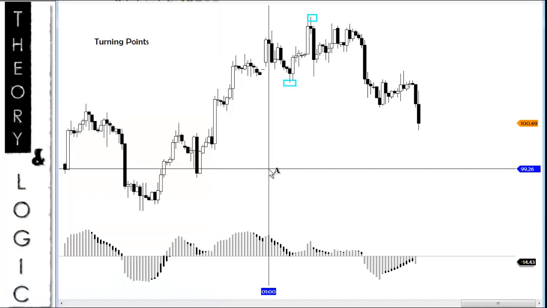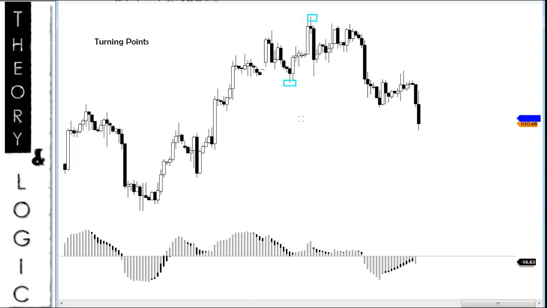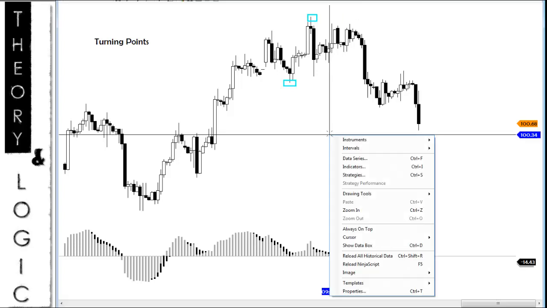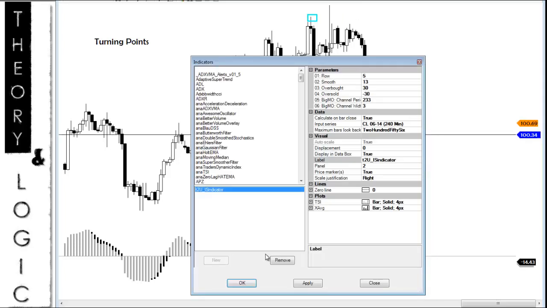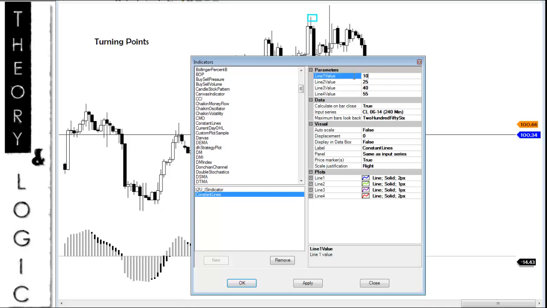I typically look at relative strength. So as I look at relative strength, I've been using that forever. Love the indicator. Let's come in here and let's find a way that we can now identify specifics with this internal strength indicator. So I'm going to come down here and grab constant lines. This guy right here. We're going to go 55 for one value, we're going to go 30 for another. Here we'll go minus 30 for this value, and we'll go minus 55 for the final.